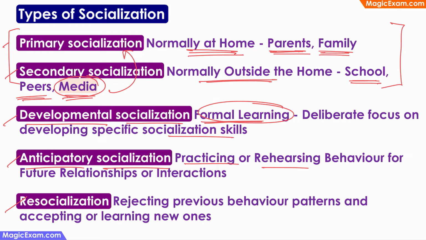Next is anticipatory socialization. Anticipatory socialization is where a person is practicing or rehearsing a behavior for a future relationship or a future social situation, and this is informal in nature. For example, when I am going to join a new office, or I'm going to meet some new people, I might stand in front of the mirror and rehearse. How am I going to introduce myself to them? How am I going to interact with them? How am I going to stand? So if I'm practicing some type of behavior informally, in anticipation of some future social situation or relationship, that is anticipatory socialization because you're anticipating or expecting something.